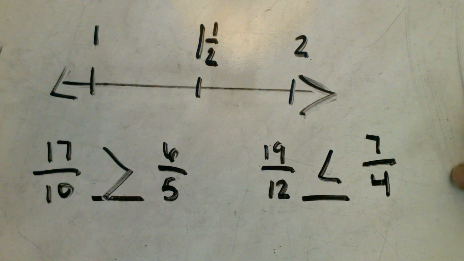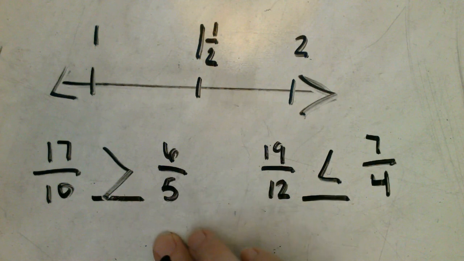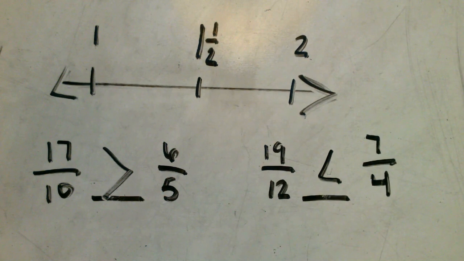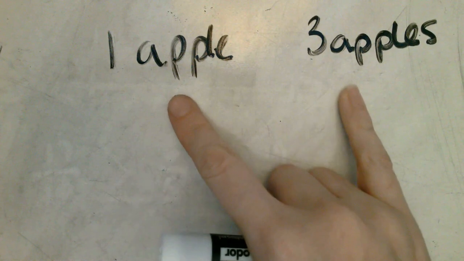This would be the following answers for the problems I gave you in the warm-up. 17/10 is greater than 6/5, and 19/12 is less than 7/4. If you got those, pat yourselves on the back, mathematicians. You can clear your whiteboards and stretch out your bodies as we get ready to start our lesson for today. All you'll need is your whiteboards and your markers. If we were trying to think what is greater, 1 apple in our kitchen or 3 apples in our kitchen, what would be the greater amount?